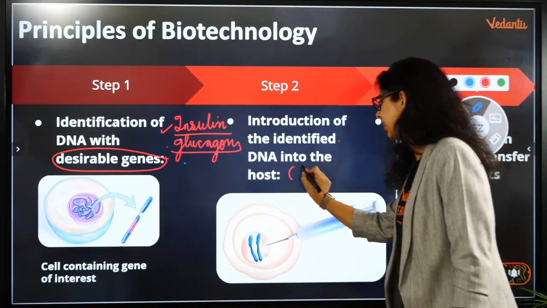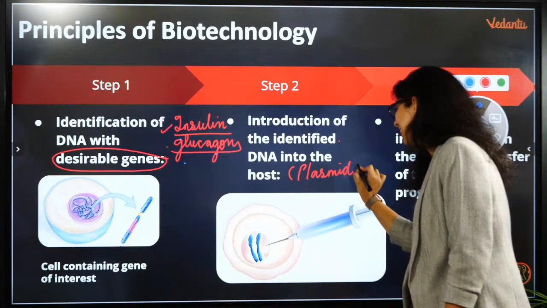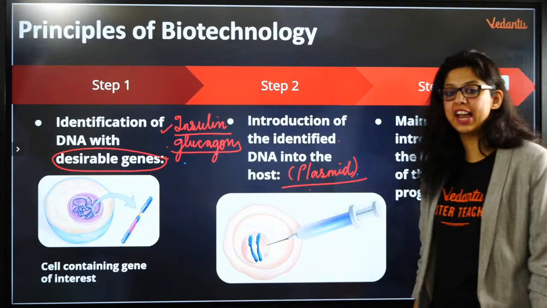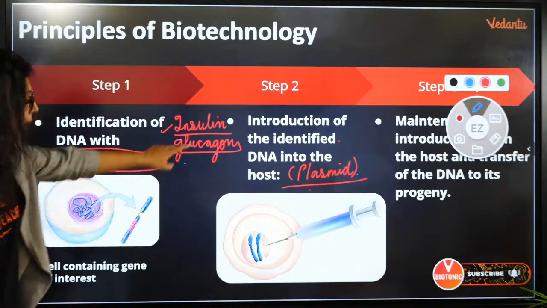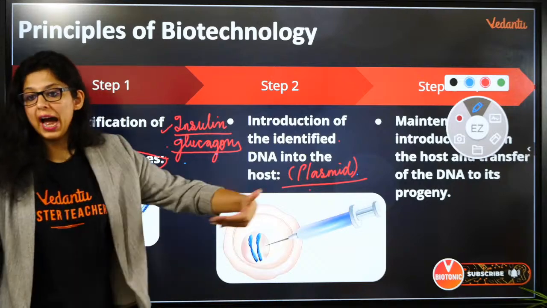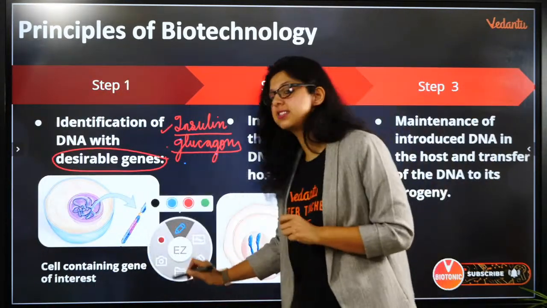The host most of the times is a plasmid, which is extra chromosomal genetic material. It's an extra genetic material. We call it the extra chromosomal genetic material. So taking the gene from here, I will add it inside something else. Correct, everybody? Right? I will add it somewhere else.